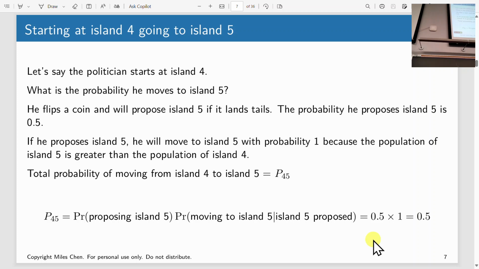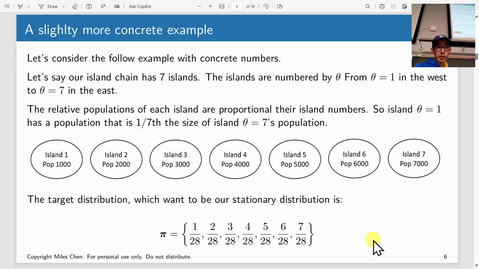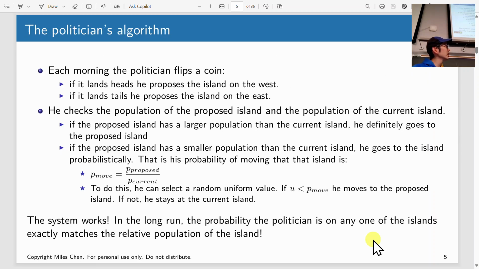We need to figure out the probabilities: starting off at island 4 and going to island 5, going to island 3, and staying at island 4. We'll just have to figure out those 3 probabilities. Okay, so what is the probability he goes to island 5? What's our algorithm? Our algorithm is he flips a coin. If it lands heads, which way? East is this way, and west is this way. So if we get heads we'll go to the west, tails we'll go to the east.